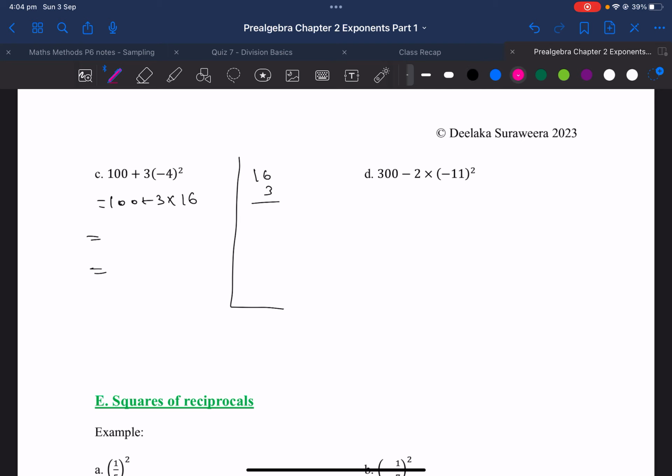Right, because I'm following BODMAS, I'm doing the multiplication first. Then I do a side calculation. 3 times 6 is 18, 8, carry the 1. 3 times 1 is 3, plus 1, 4. Right? I get 48 as my answer, then I replace that. Now this one I can add immediately, because it's 100 plus 48, 148.